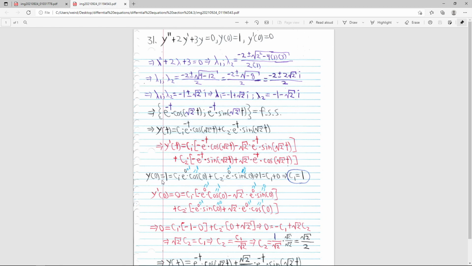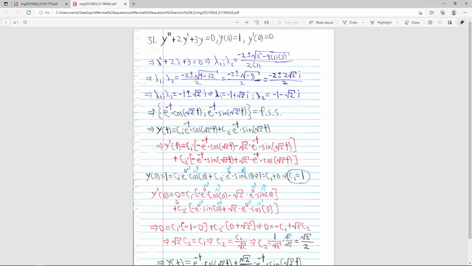So y(0) = 1. A lot of things cancel out, so it becomes just 1 = c1 + 0, because remember, cosine of 0 is 1, sine of 0 is 0, and e to the 0 power is 1. So c1 = 1.